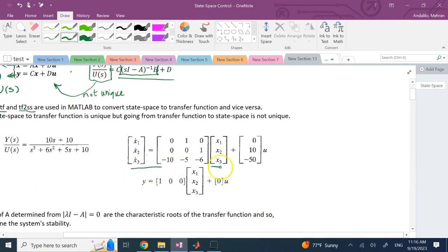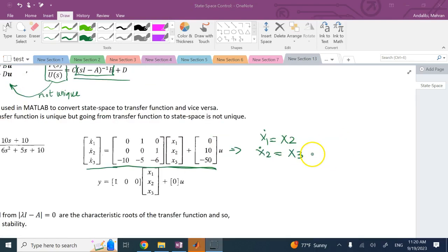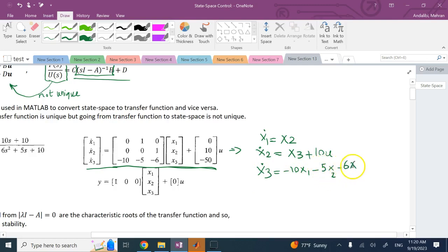So if I expand these 3 equations, what does that mean? It means x1 dot equals x2. x2 dot, if you look, equals x3 plus 10 times u, and x3 dot is equal to negative 10x1, negative 5x2, negative 6x3, and negative 50 times u.